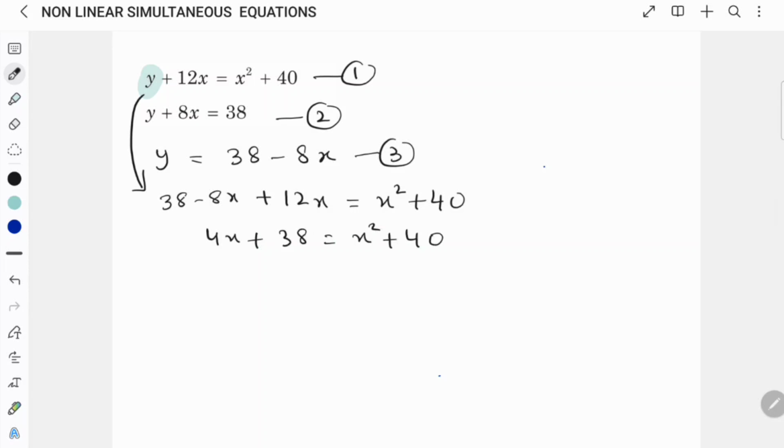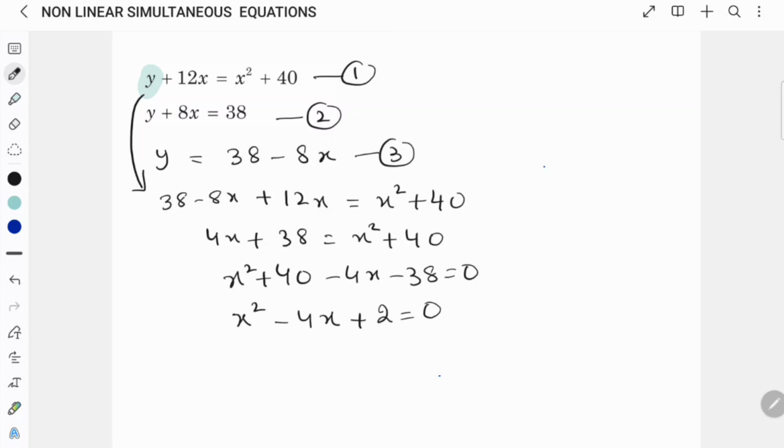Now you will have to write them equal to 0, so that becomes x square plus 40, then minus 4x minus 38 equals 0. Now it is x square minus 4x. 38 and 40, the difference is just two, and 40 is the bigger number with a positive sign, so that's why I'm writing down 2. 2 ones are 2, we don't have the factors.